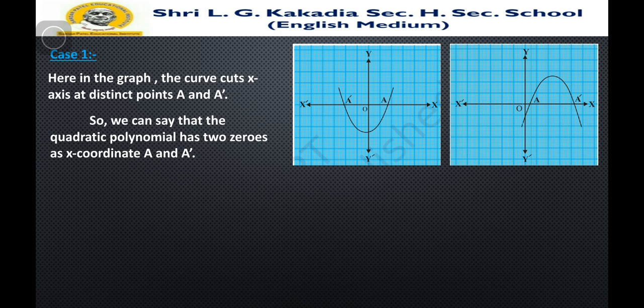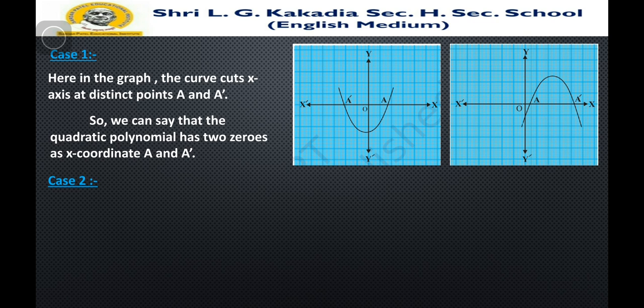In short, we get the conclusion that the number of zeros of the given polynomial is equal to the number of intersections on the x-axis. Here you can see that the number of intersections is 2. Then we can say that the number of zeros of the given polynomial is 2. And we know that a quadratic polynomial has at most two zeros. So the graph has two zeros.